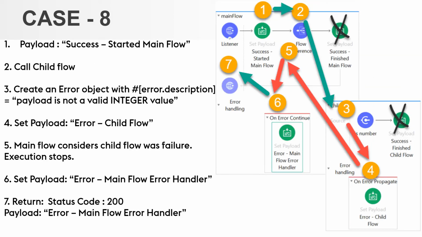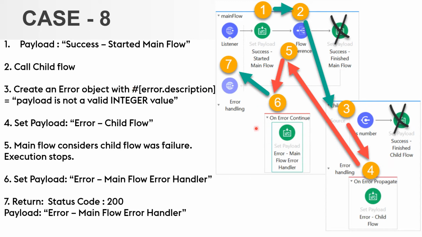Now, in earlier two examples, we were not having any error handling in your main flow. But in this case, now we are having one additional error handling in your main flow. So your rest of the main flow and child flow remains same. Set payload will set payload to success started main flow. Flow reference will pass the control to child flow. Here is number is your error object generator. When it is generating error object, it is setting error description to payload is not a valid integer value.